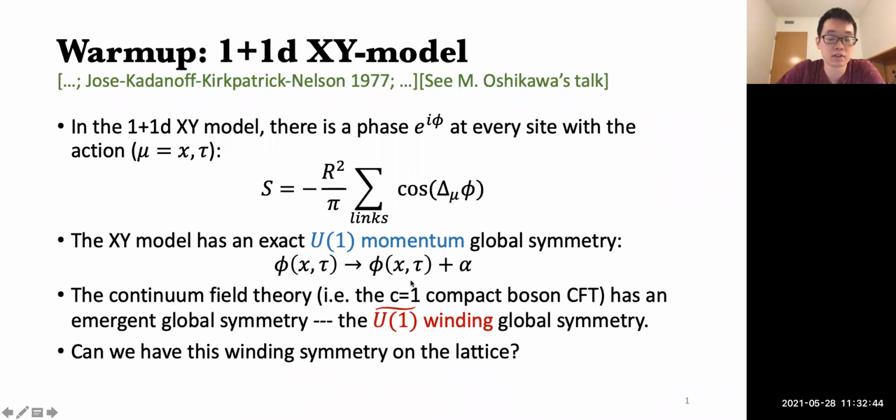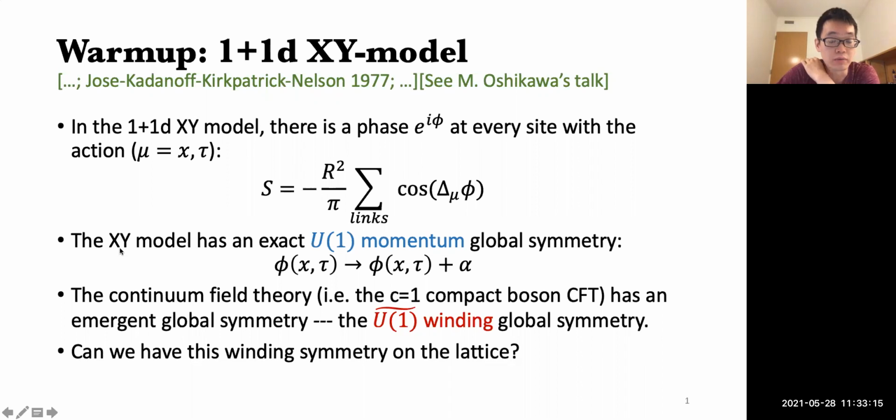All right. So I will follow the same organization as in Hota's talk. I will start with a warm-up example that everyone is familiar with. That's the 1+1D XY model, more precisely the two-dimensional Euclidean XY model that has already featured in Oshikawa's talk. The action is given by this, where the sum is over all the links on the two-dimensional Euclidean lattice. And there's a cosine interaction of nearest neighbor degrees of freedom.